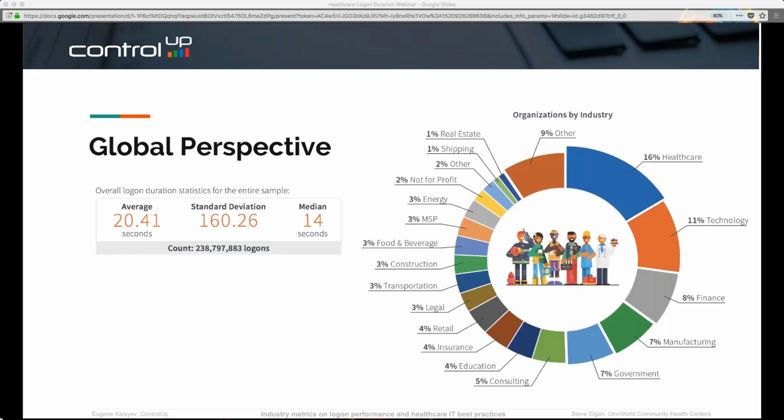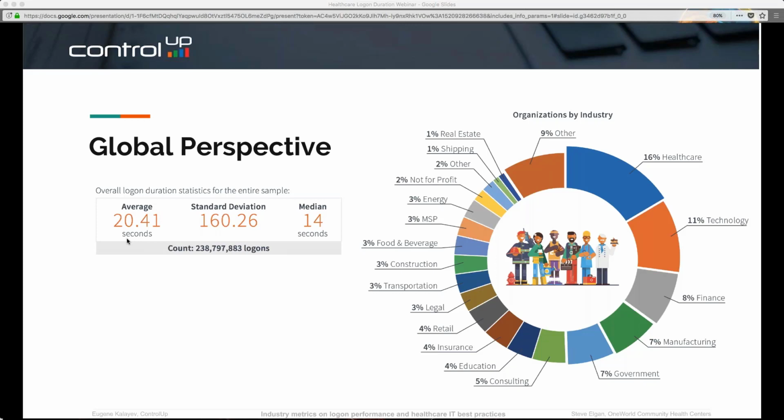So to the bottom line. When people are looking at large data sets, they're looking for some single number that's going to describe the whole data set, and this number is usually the average. So the average logon that we find in this huge data set lasted for just about 20 seconds, as you can see here. So what does this mean?